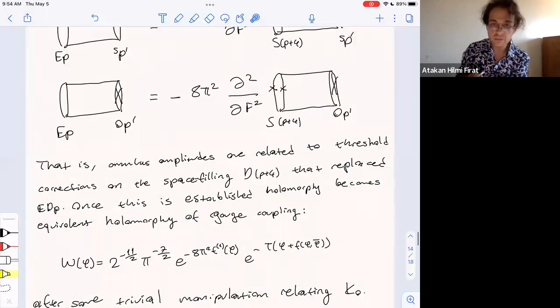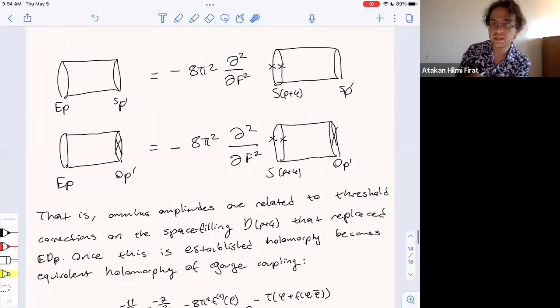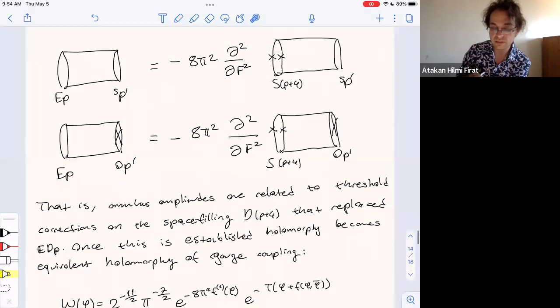So before I go to the proof, are there any questions about this? What we're trying to establish? What we're trying to establish is to take this statement about holomorphy in the probe branes and translate it into the D-instanton. That's all we are doing here.